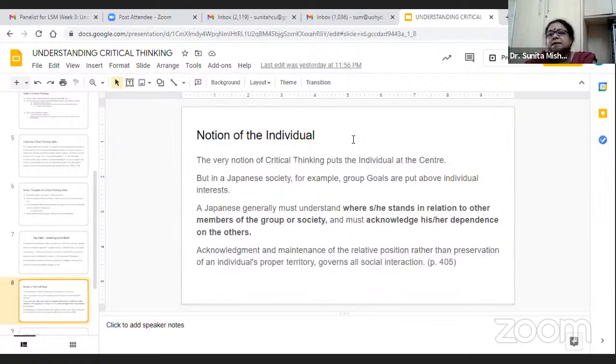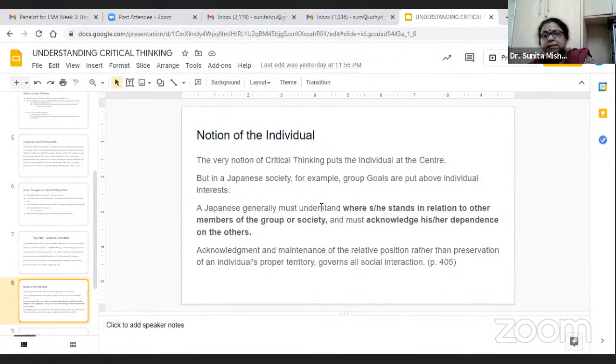And Japan presents an example of something which is diametrically opposite, where understanding of things does not depend on what is right for the individual, but what is right in relation to the group's other group, to the group as a whole. So, acknowledging one's dependence on the group, acknowledging where one stands in relation to the other members of the group becomes very, very important in the Japanese society.